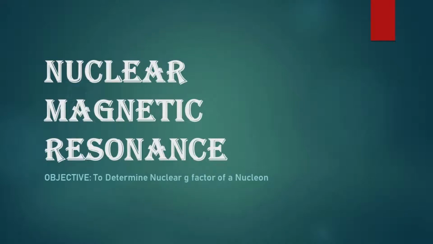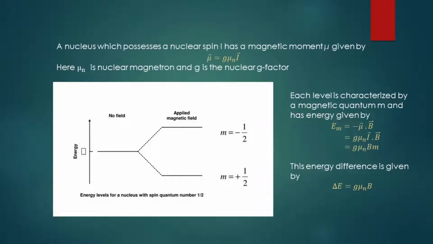Hello students, the experiment is nuclear magnetic resonance, or shortly called NMR. The objective of this experiment is to determine the nuclear g factor of a nucleon. It is based on magnetic properties of the atomic nucleus. NMR has become a powerful analytical tool in research. It was discovered by Purcell and Bloch in the year 1945.